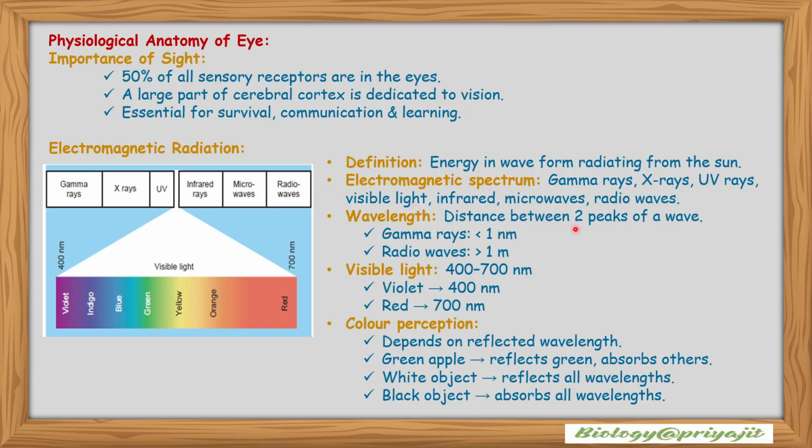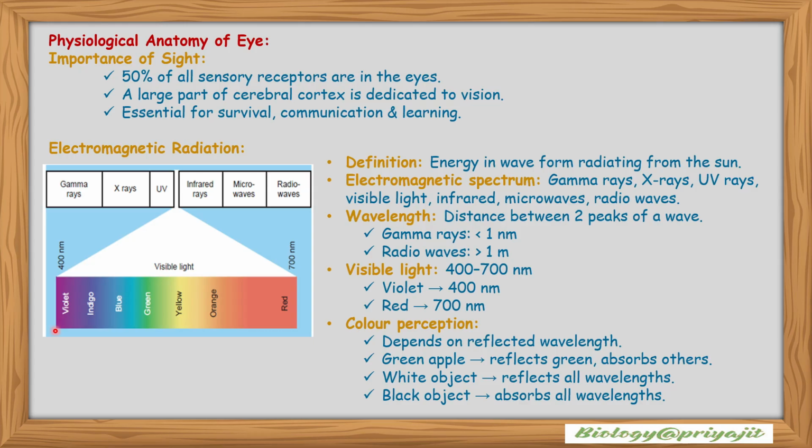So what's the wavelength? The distance between two peaks of a wave is the wavelength. In case of gamma rays, the wavelength is less than 1 nanometer, but in case of radio waves, the wavelength is greater than 1 meter. The wavelength of visible light is between 400 and 700 nanometers. Violet light wavelength is 400 nanometers, and the wavelength of red light is 700 nanometers.